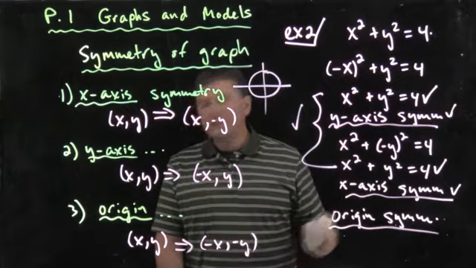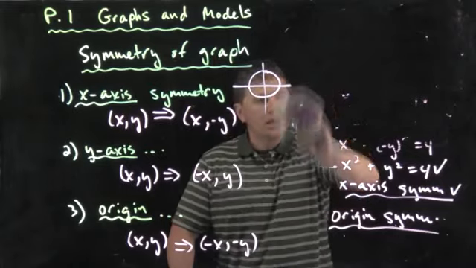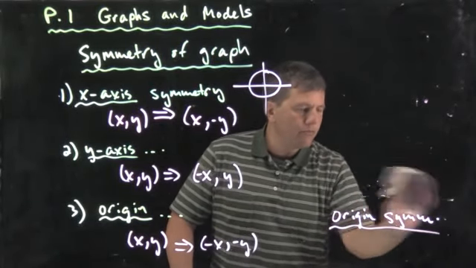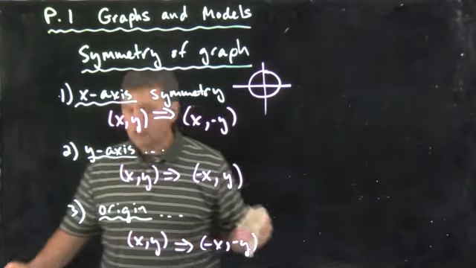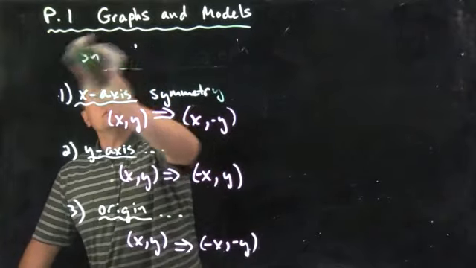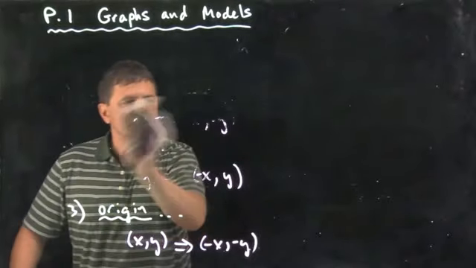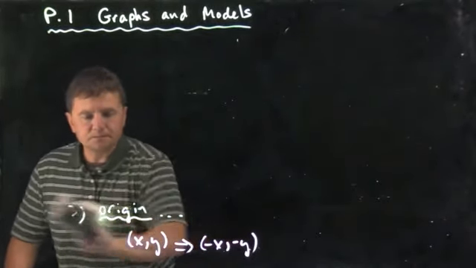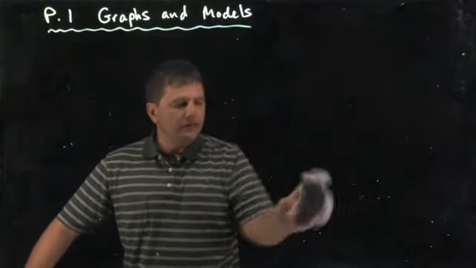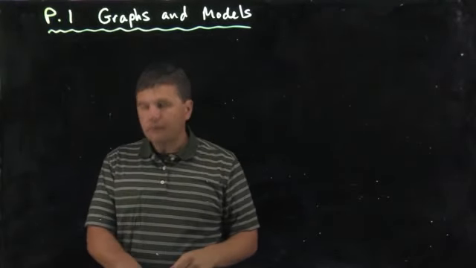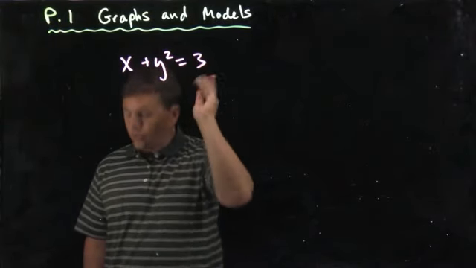Okay, I want to do one last example, and that's going to be doing a graph. I did do one example of this already, but I want to do another example of graphing something based on the x and y intercepts and symmetry. So we're going to basically do those two things, and then we're going to use it to graph. So let's go with the equation x plus y squared is equal to 3.